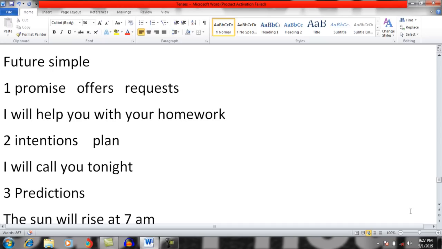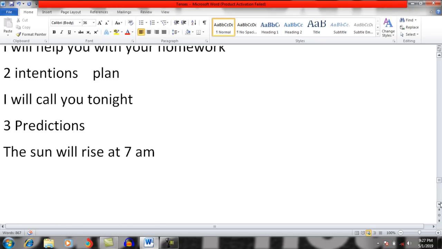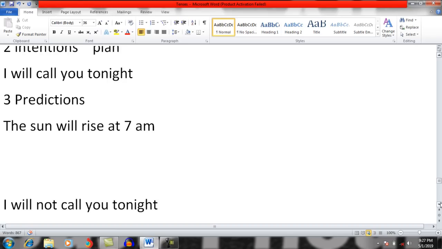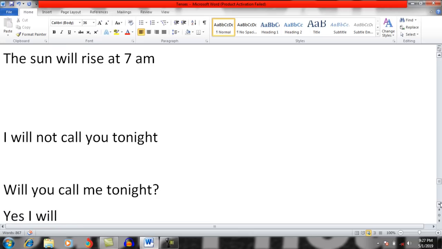So future we use for those actions or activities about what we have the intention to do, or we are not sure about that. So we can use it for promise, offer, and request. We can also use it for intention and planning. For example, I'll call you tonight. I have the intention and I have planning in my mind that I'll call you tonight. Future we can also use for prediction, that the sun will rise at 7 a.m. I'm just predicting today that tomorrow the sun will rise at 7 a.m. So these are the three situations where we can use future simple.